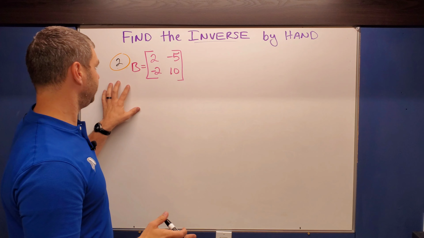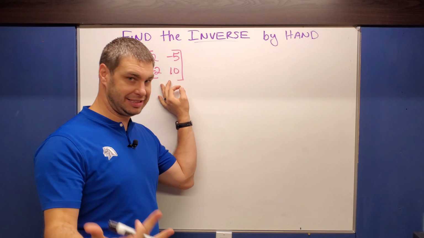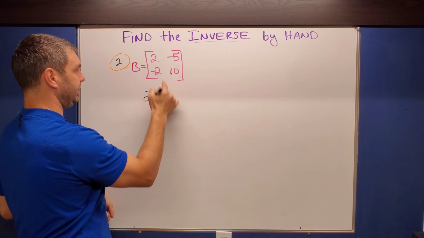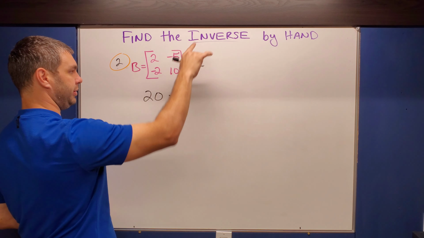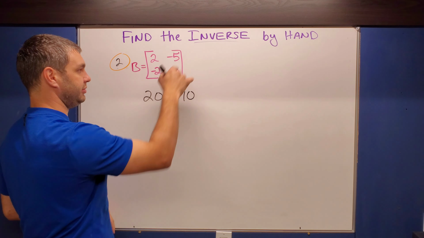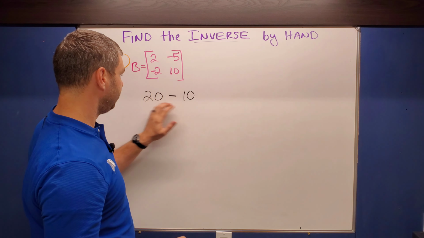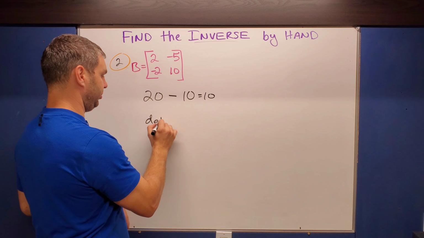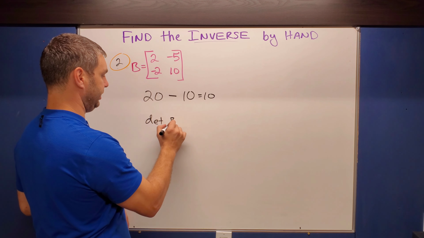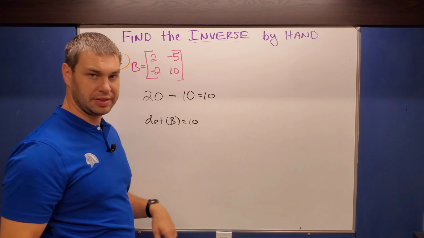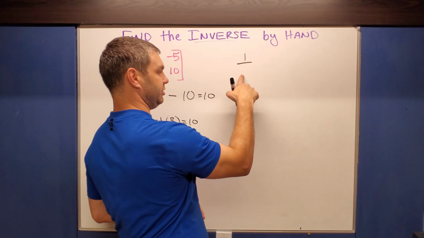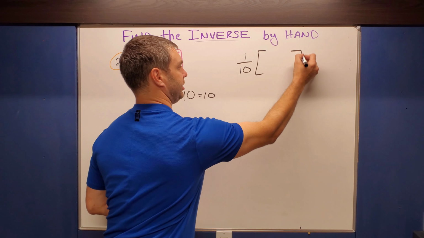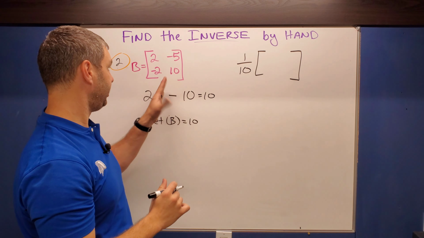For number 2, we're going to go a little bit quicker this time. First thing I need to do is find the determinant of this matrix. If I multiply down this way, that's going to be 20, 2 times 10, minus multiplying up the other way, that's going to be 10 as well, -2 times a -5. If I do the math here, that gives me 10. So I can say the determinant of matrix B equals 10. And then I want to write 1 over that determinant, 1 over 10, times that special matrix where we shift around the different elements a little bit.